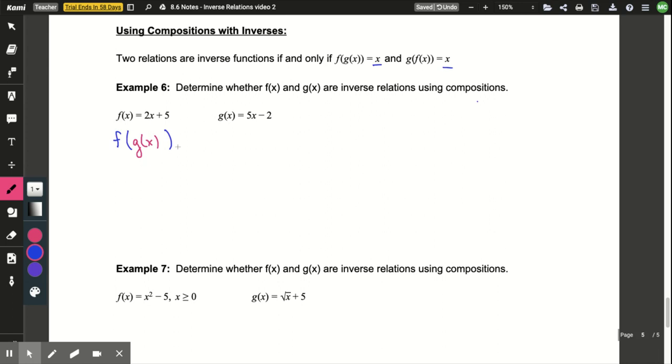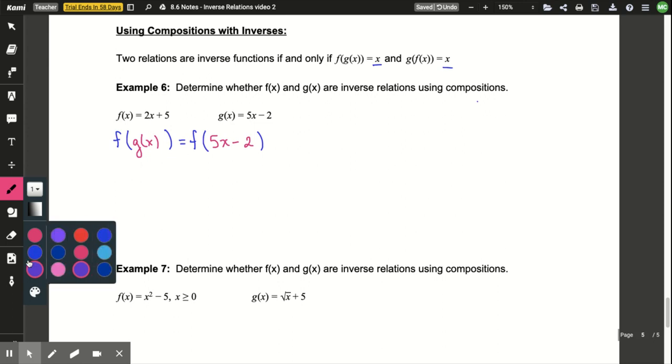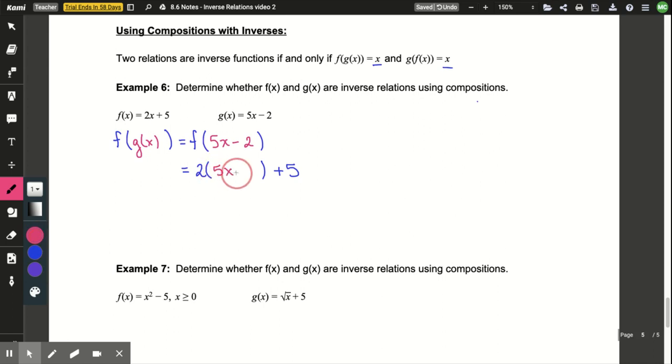Okay, so in order to tell whether or not these are inverses, I have to start with the inside function, and I'm going to need to replace it with what g of x is equal to. I do not have a numeric value to put in for x, so I'm just going to put in all of the function expression there for g of x. Okay, once I've done that, then I'm going to put 5x minus 2 in place of the x in f. So this would say 2 blank plus 5. That's my f of x. And then I'm putting g of x in the blank there. So 5x minus 2.